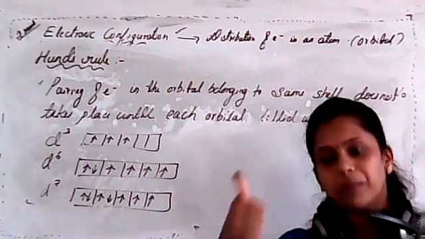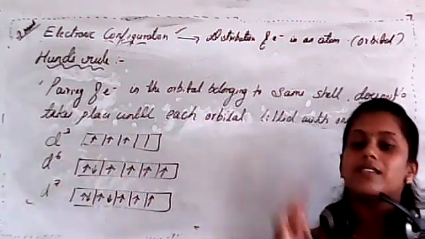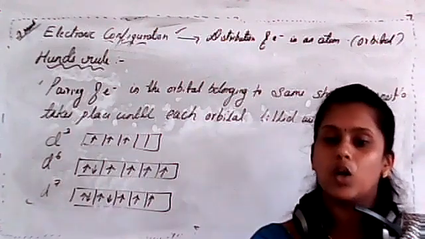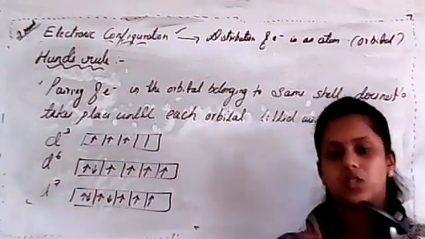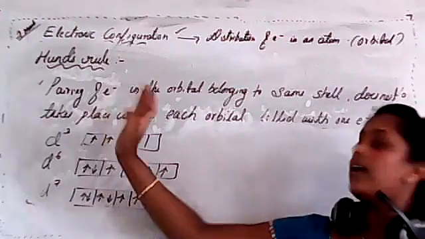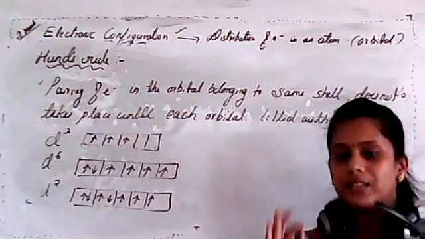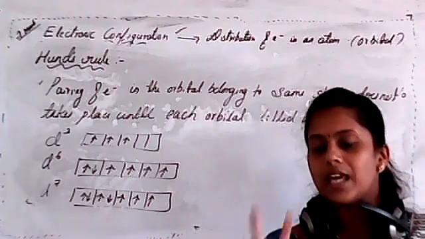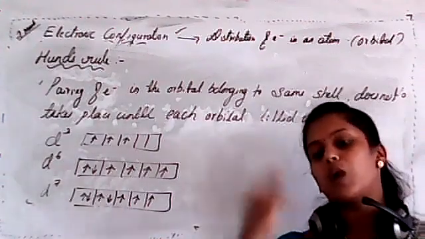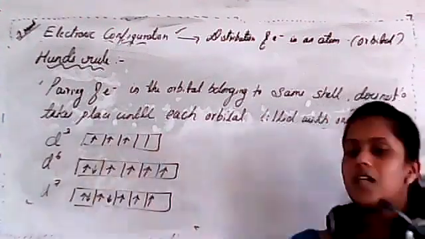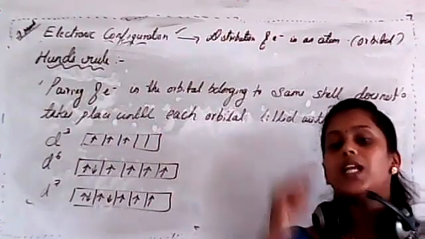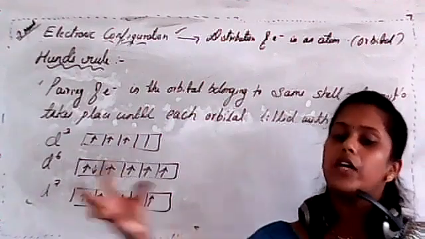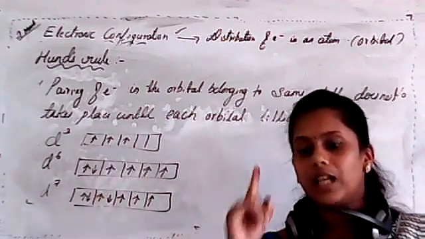First one, the Aufbau principle. It explains the filling of electrons in the increasing order of energy, isn't it? That is the first one. Second one, Pauli's exclusion rule. In that he explained no two electrons can have the same set of 4 quantum numbers. And the last one, Hund's rule, explains that electrons must be paired only after each and every orbital is filled with a single electron.